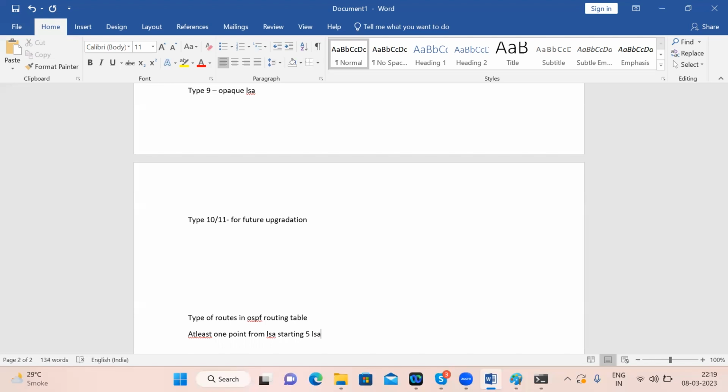At least one point from LSAs: router, network, summary, ASBR, and external summary LSA. I want at least one point from you. And what are the types of routes in the OSPF routing table?